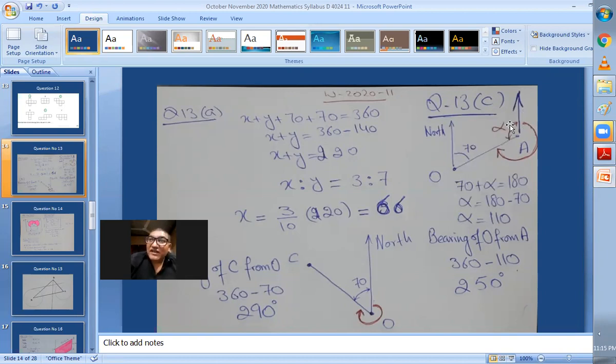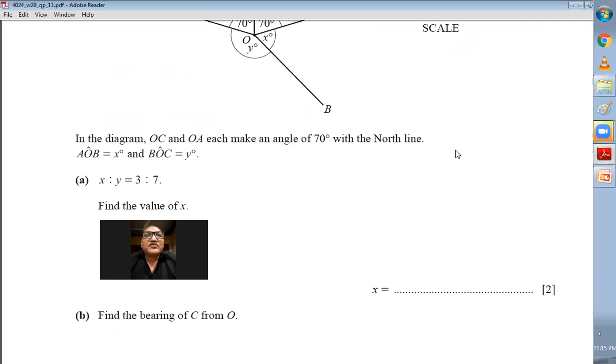So I know this alpha angle. Now this whole thing is 360, so from 360 subtract this 110, and you will have 250. So the bearing of O from A will be 360 minus 110, and that will be 250. The bearing of O from A is 250. I hope you have understood how we have used the diagram and the given information to find the bearing of O from A. Okay, let's move to the next question.